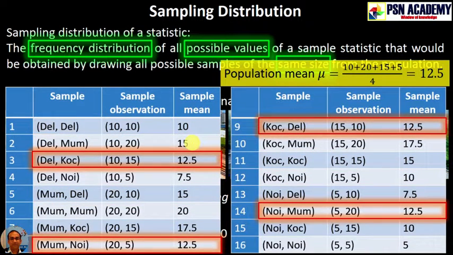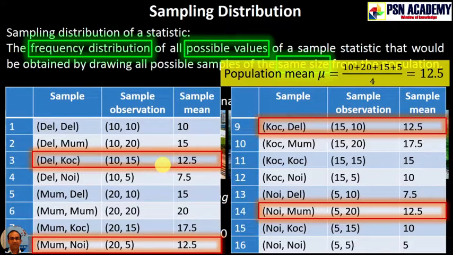Now here you see these 4 samples. If you have one of these 4 samples, then you will get exactly the sample mean, that is 12.5, which is matching with the population mean 12.5 here. Now, what is the possibility that you will have one of these samples which will give you the correct value of the population, right?